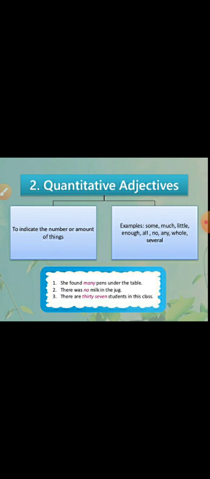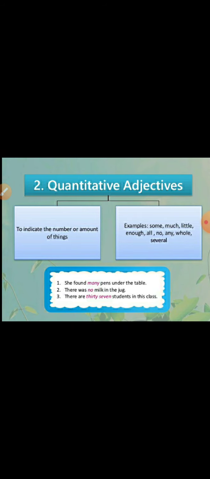The words which we use to describe these quantitative adjectives are some, much, little, enough, all, no, any, whole, several, or we have other words as well. For example, we have a lot of. So all these words can be used when we have to indicate a number or we have to indicate the amount of something.